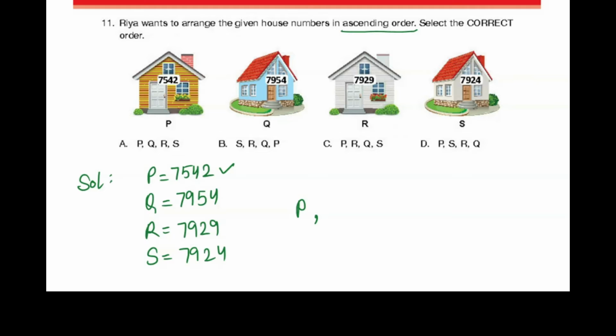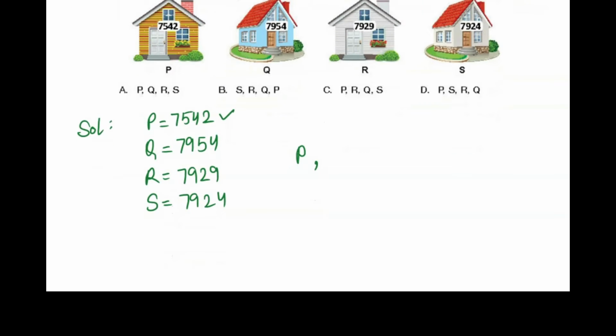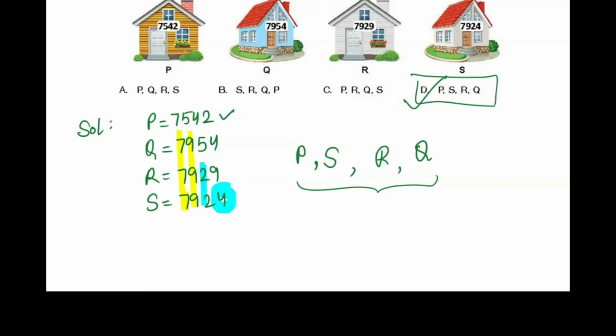So P is the smallest one. Then we have Q, R and S. So Q, R and S all have their thousands digit the same as well as their hundreds digit the same. Now we'll focus on their tens digit. R and S have the tens digit the same, but S has its ones digit smaller. So S will come after P, then R will come and finally Q will come. This is the ascending order of house numbers. So PSRQ, option D is the correct option here.